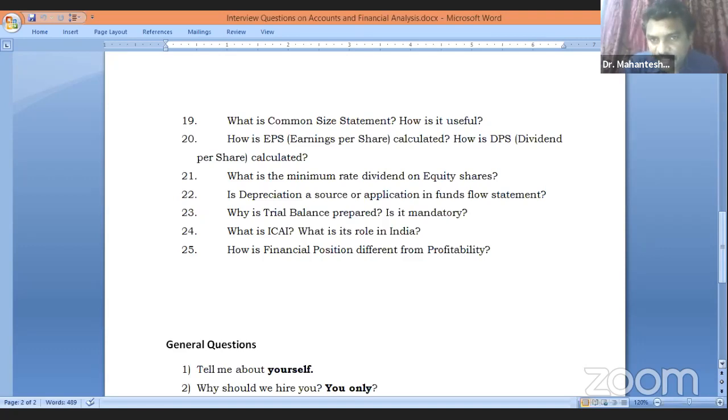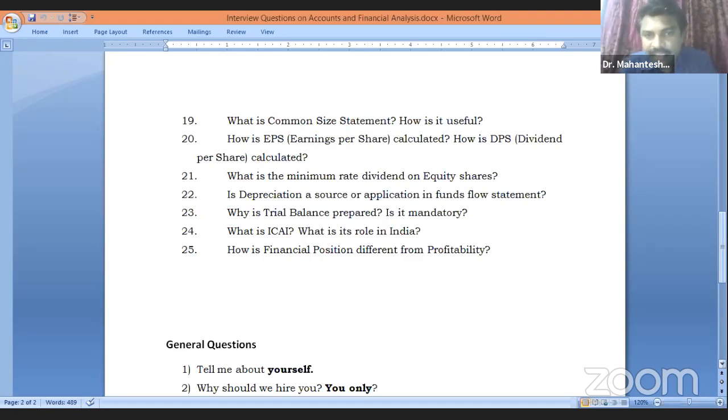Is depreciation a source or application in the fund flow statement? Depreciation is neither a source nor an application for the company, because depreciation is a non-cash expenditure. Why is trial balance prepared? To ensure the arithmetical accuracy, that the totaling and the carry forwarding are correctly done. Is it mandatory? Definitely not. What is ICAI? Institute of Chartered Accountants of India. The role of ICAI is to regulate the accounting practices in India. The regulation is done by postulating the various accounting standards.